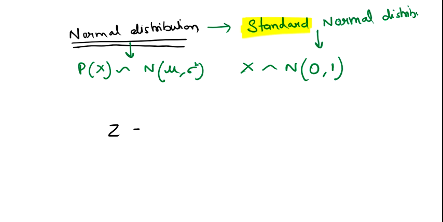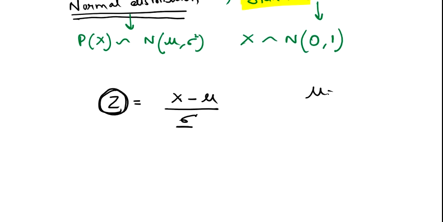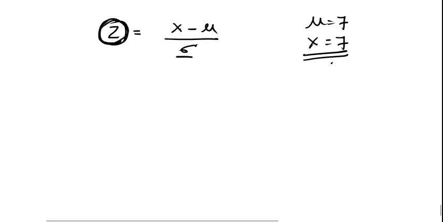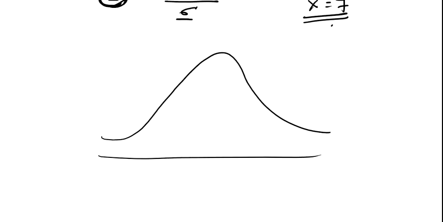Now see what actually we are doing. Z is equal to (x minus mu) by sigma. It means for every value of one standard deviation, what is the z value? Now if my mean is 7, and I am calculating the value at 7, my z is going to be 0.